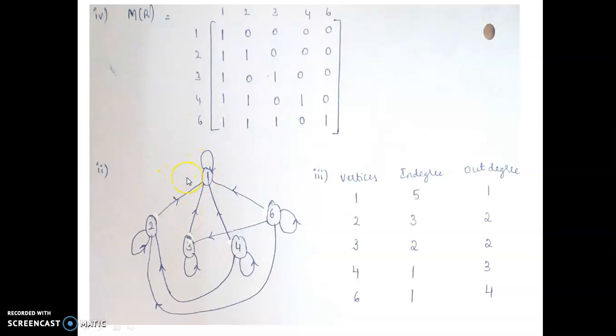here is the diagram. We have (1,1), that's a self loop. Next (2,1) is there. Next (2,2), there is a loop. Next (3,1) is there, yes. (3,3) is there, a loop. Next (4,1), yes. (4,2) is there, yes. And (4,4). (6,1), (6,2) is there, yes. (6,3) is there, yes. And (6,6) is there. So this is our diagram.